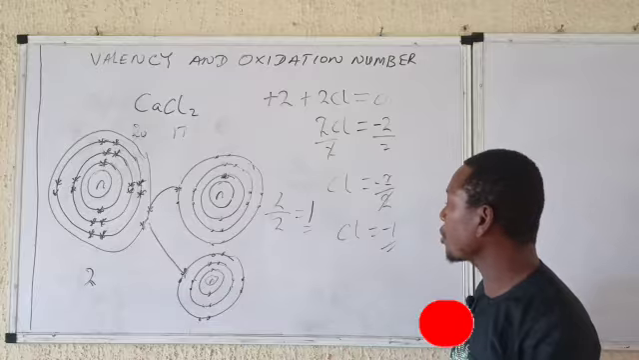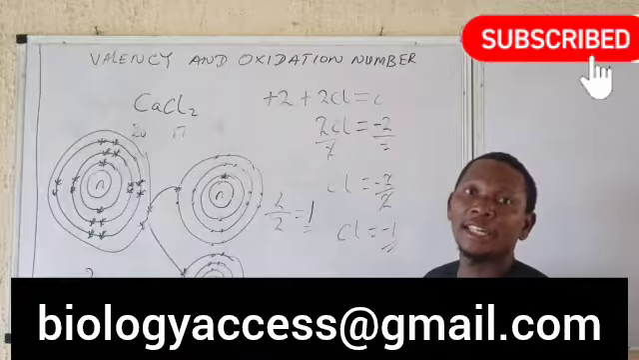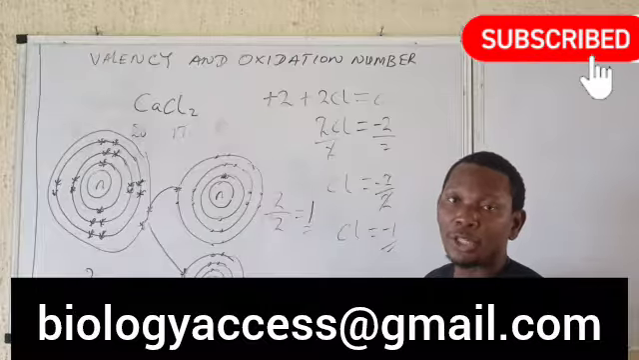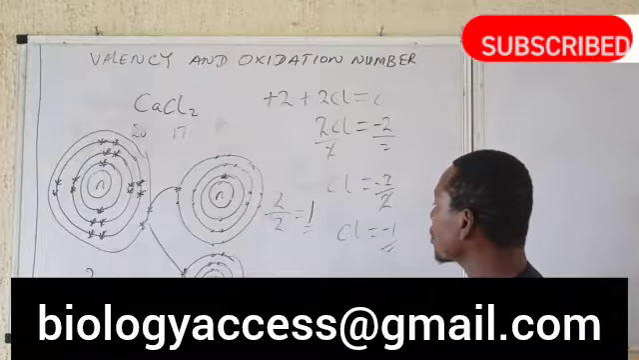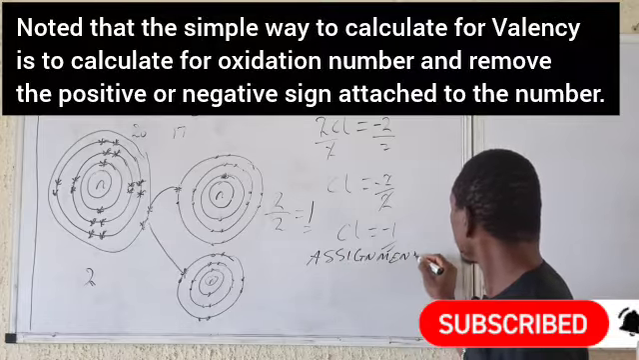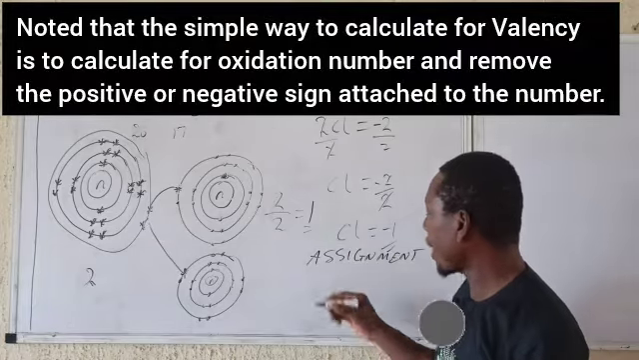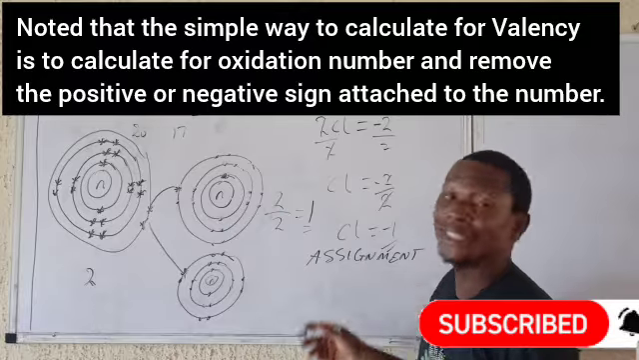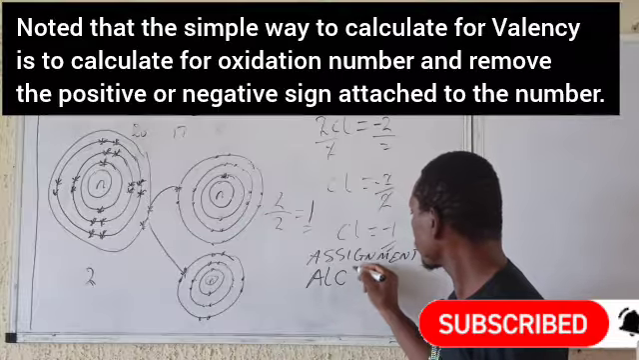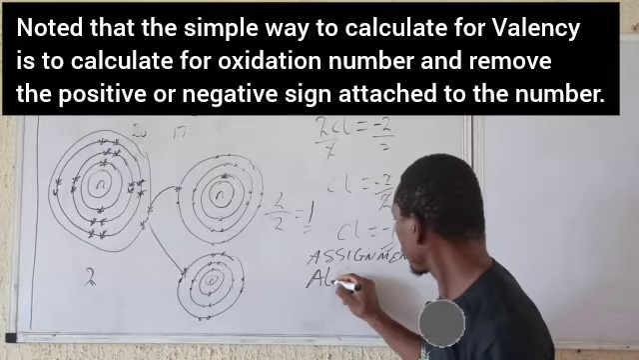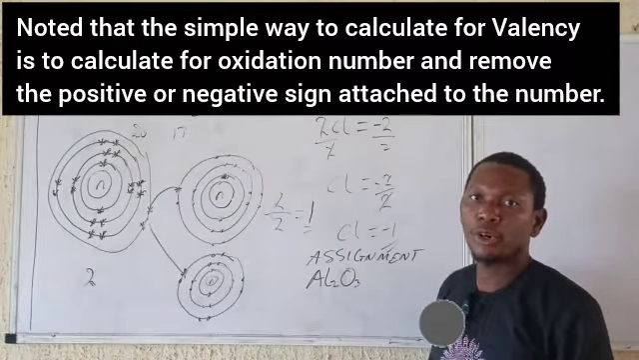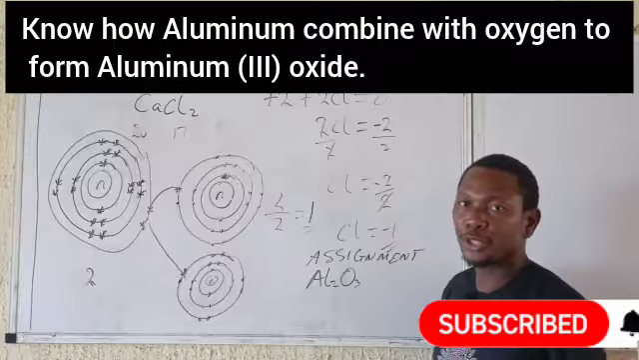I will have to give you a little assignment. Just drop your answer in the comment section, or you can just show me your work, take a picture of your work, and send it to biologyaccess@gmail.com. So this is the simple assignment. All right. What is the oxidation number and the valency of aluminium in this compound?